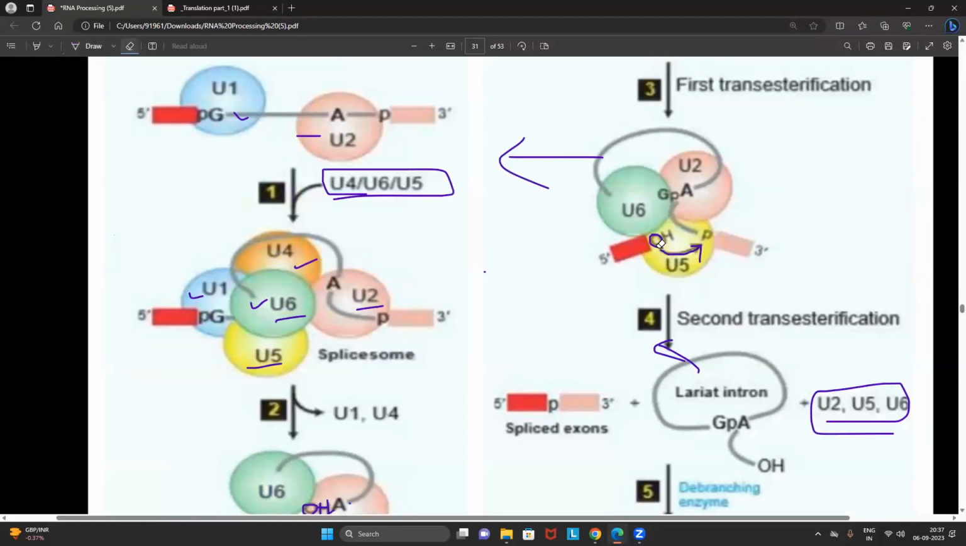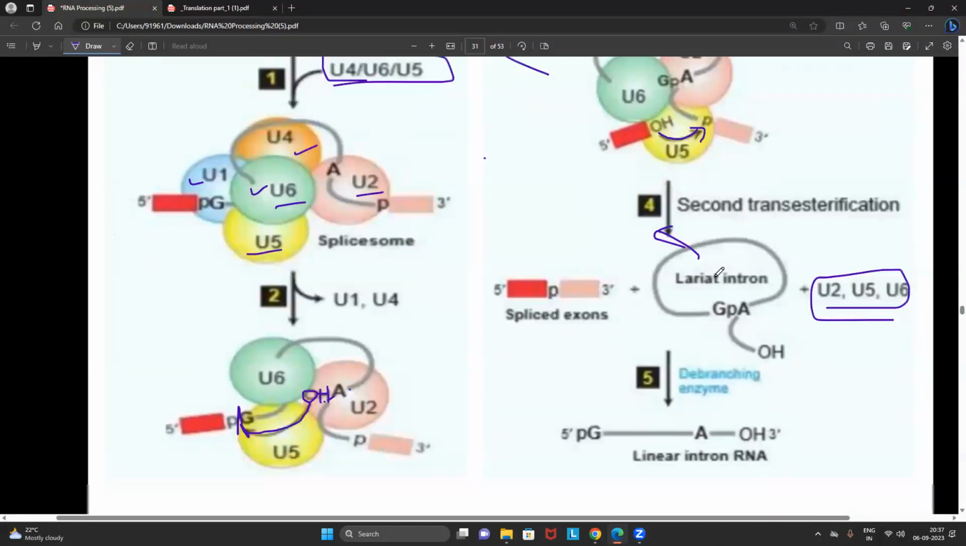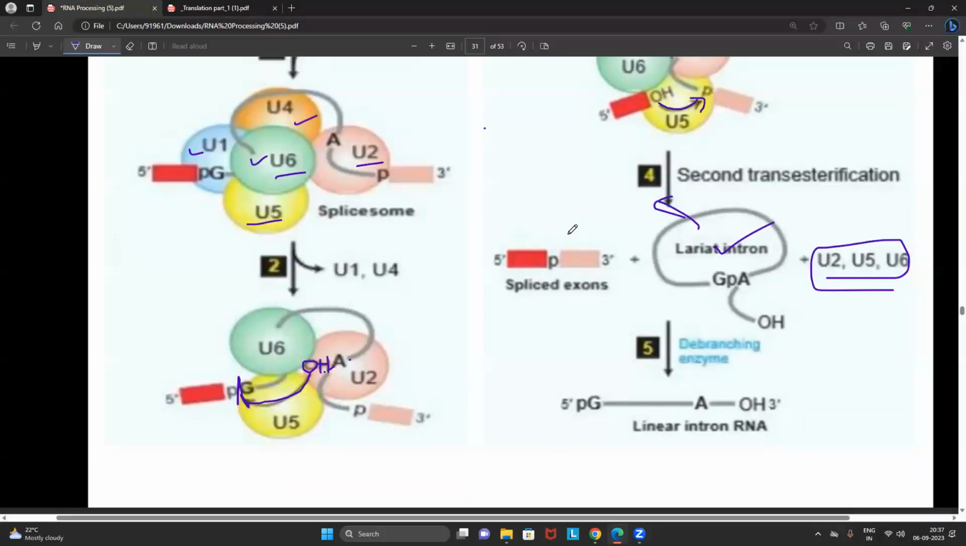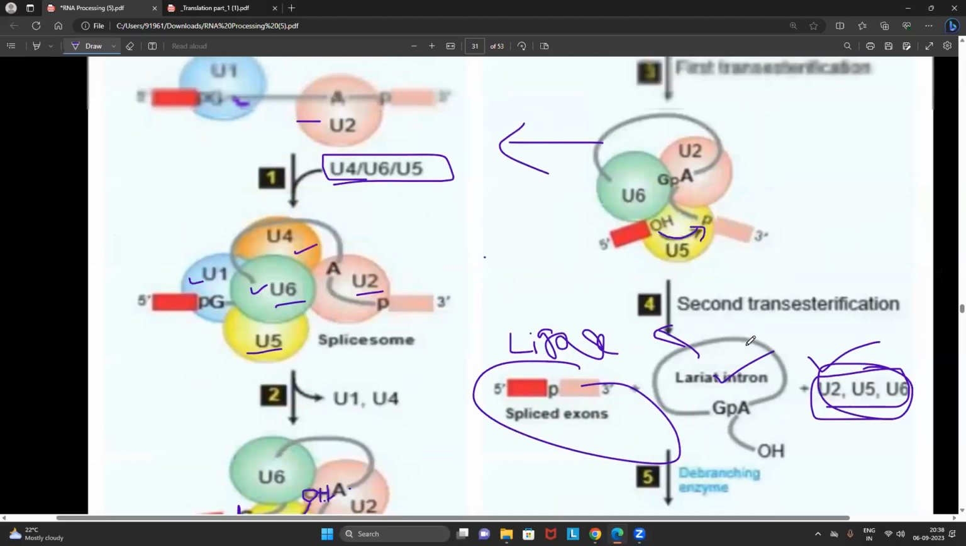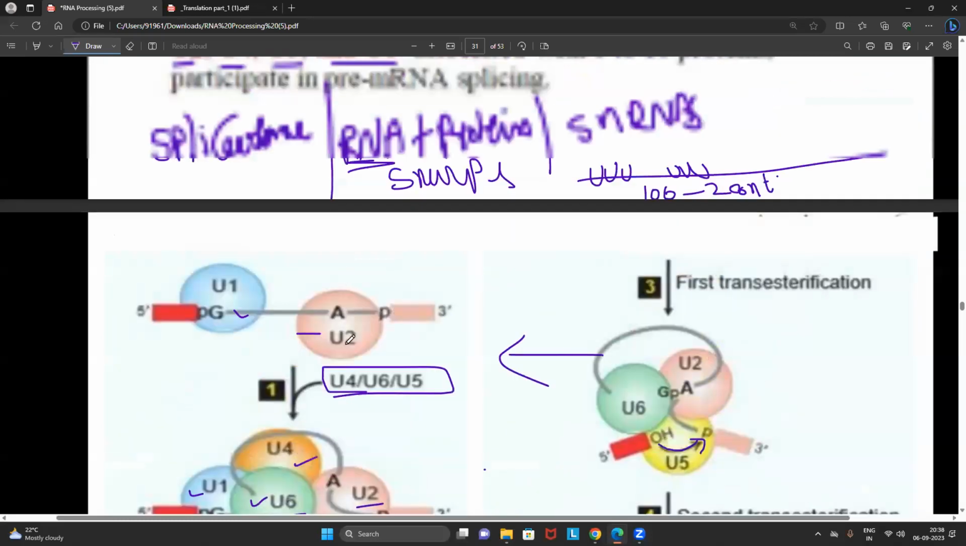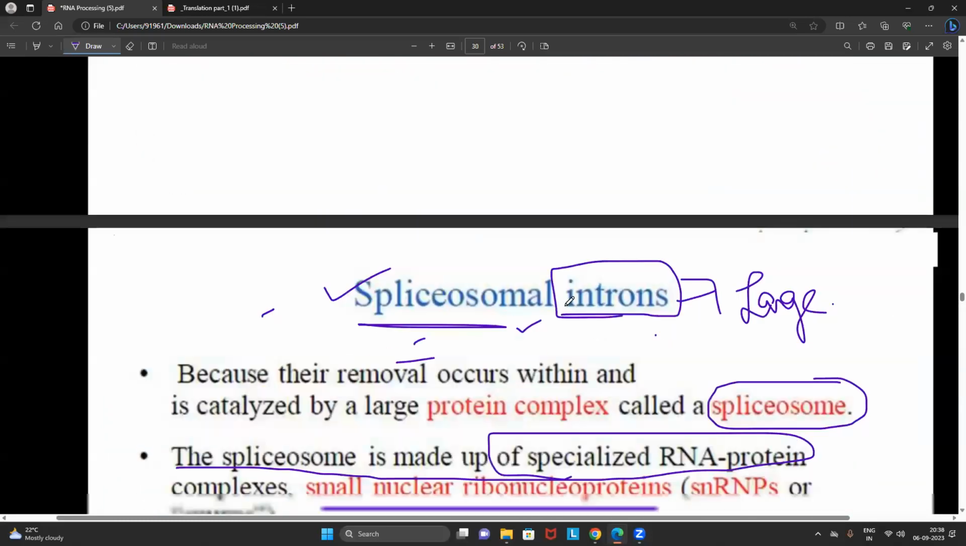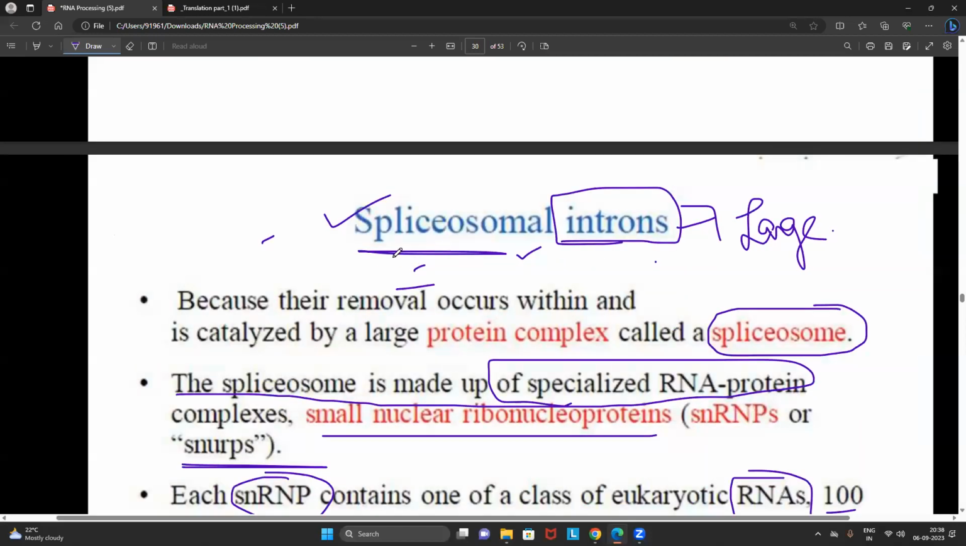Then what's going to happen now? This particular OH group will do the second transesterification. It cuts the phosphate group present at the 3' splice site. Then the complete intron comes out in the form of a lariat. Two exons will be joined by the enzyme ligase. U2, U5, U6 will be released out. Since we have used the spliceosome, this splicing is called spliceosome-mediated splicing. No need to get confused with that particular point.